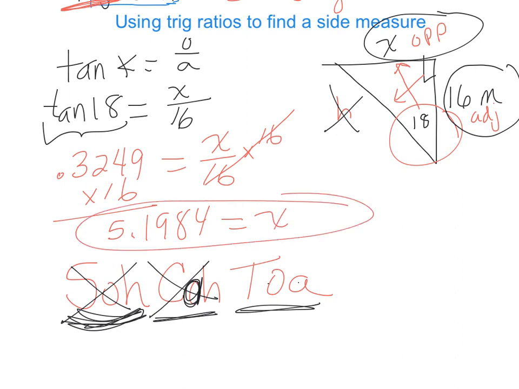I found the opposite side up here, and if I wanted to round, say to the nearest tenth, let's see, this is the tenth. My 9 will not let it stay a 1. It's going to come up to a 2, so it turns into 5.2. And we have meters for units.